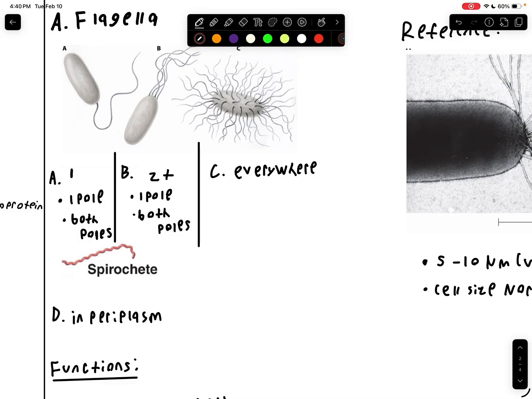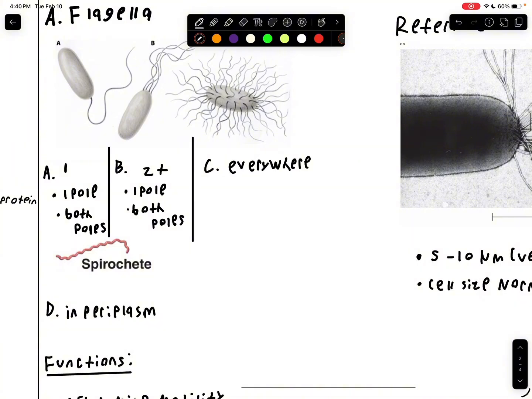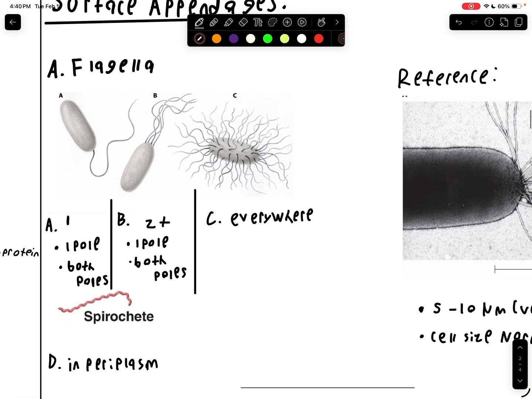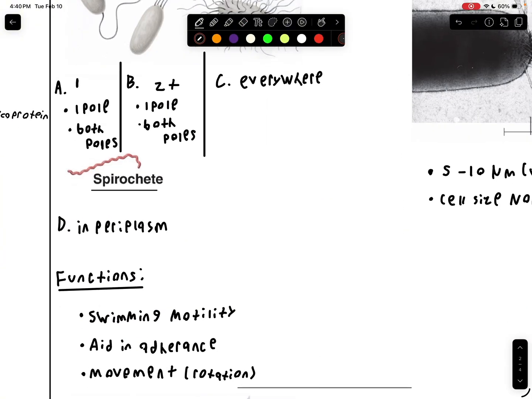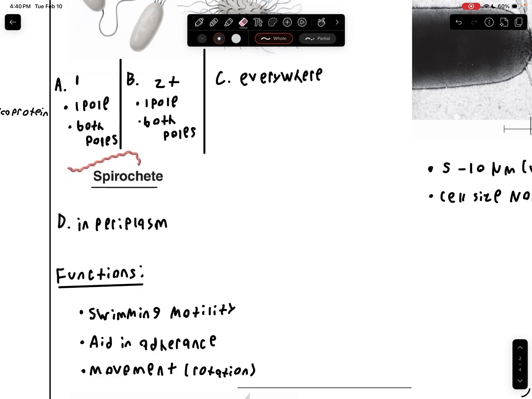If you have one, it could be at one pole, or it could be at the other pole, right? Same idea. The other thing is you can have more than 2, and you can have it again at one pole, or you can have it at both poles. The third type is where it's everywhere, like this, where you literally just have flagella everywhere. Now, a special case is the spirochete. It has it in the periplasm.